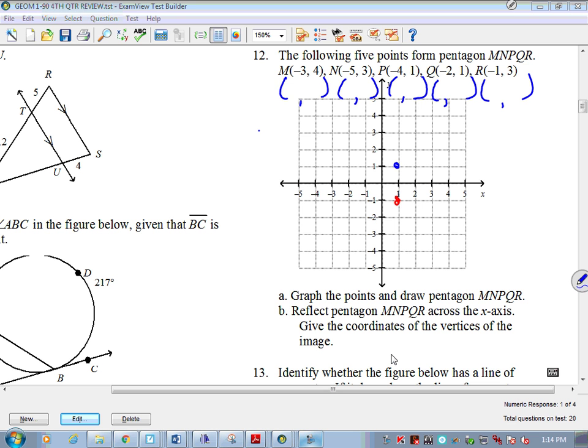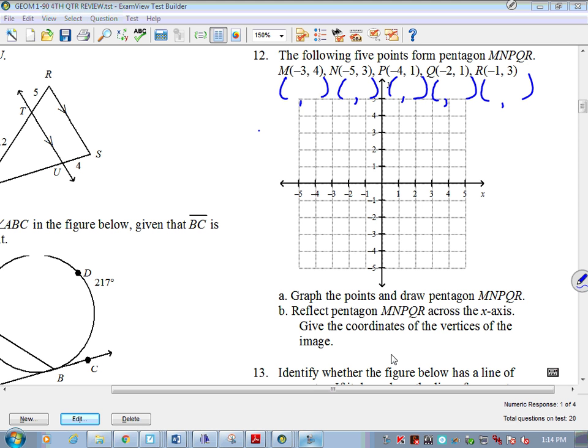So I'm going from 1, 1. Oh, y goes negative. Right, y goes negative. The x value stays the same, correct? So rather than me spending a lot of time drawing this and then reflecting it, what you need to remember is that whenever I reflect across the x-axis, the y flips values.